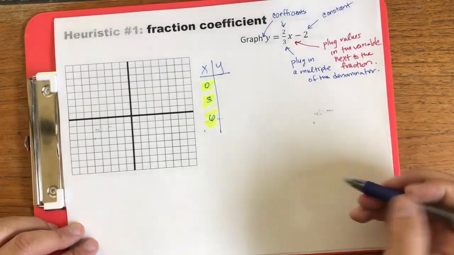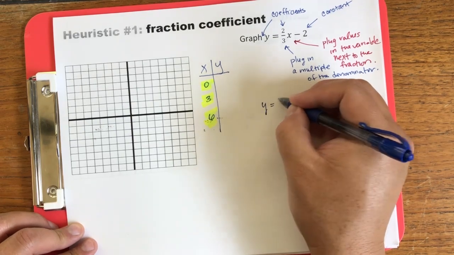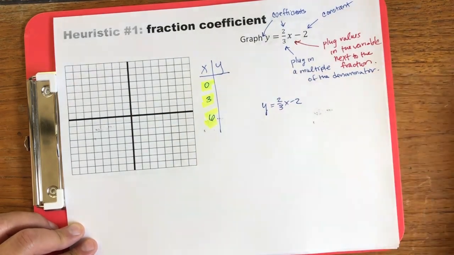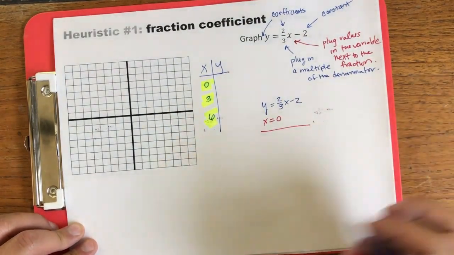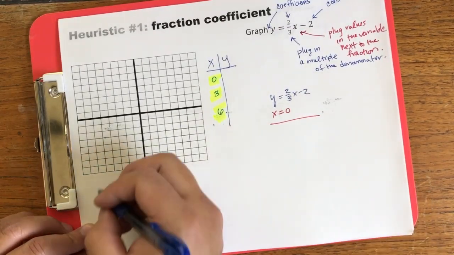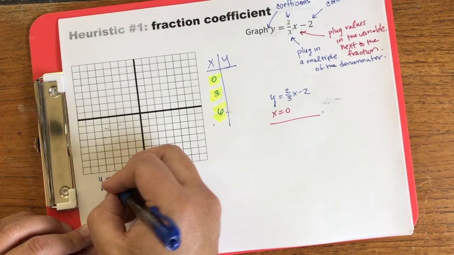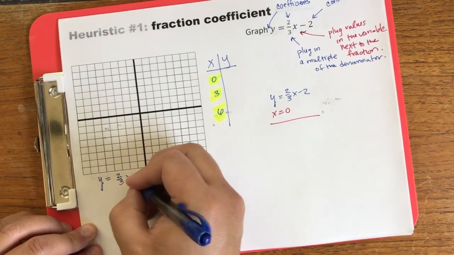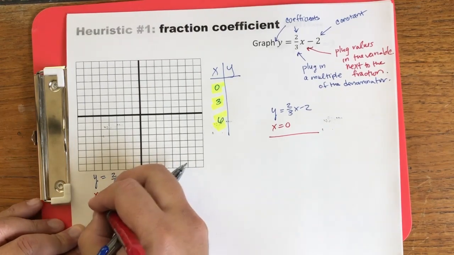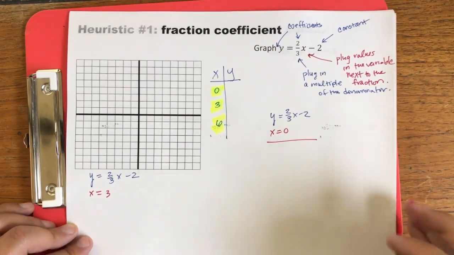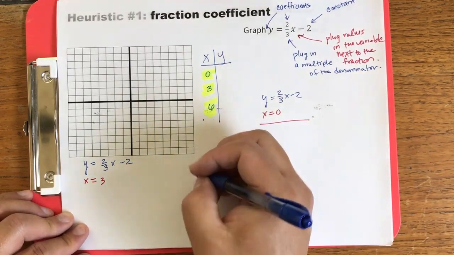The first problem is plugging in 0 into y equals 2/3 x minus 2. We're going to plug in 0. That's my first problem. My next problem will be plugging in 3 into the equation. And then my last problem will be plugging in 6 into the equation.